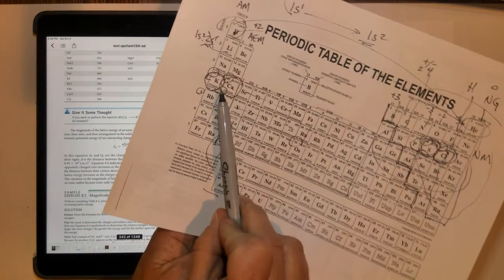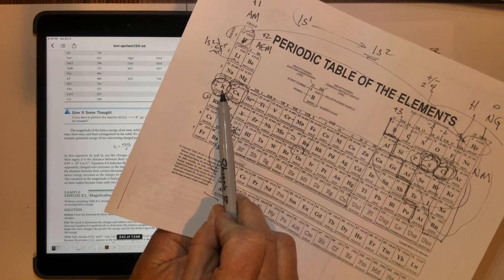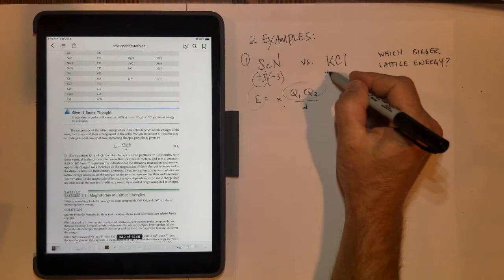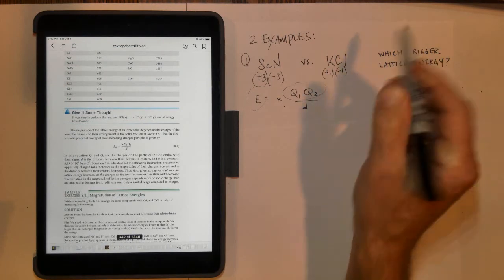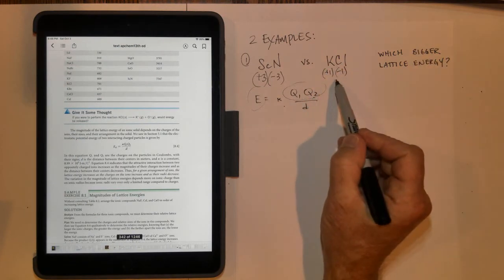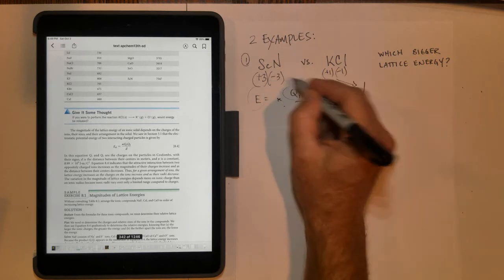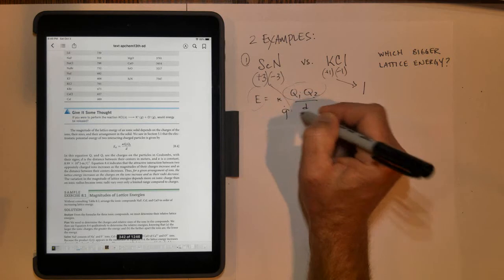KCl, on the other hand, would have a positive value of 1 for potassium. Chlorine would have a negative 1, so positive 1 and negative 1. And so the Q1 times Q2, the top of this fraction, would be 1. The top of this fraction right here would be 9.